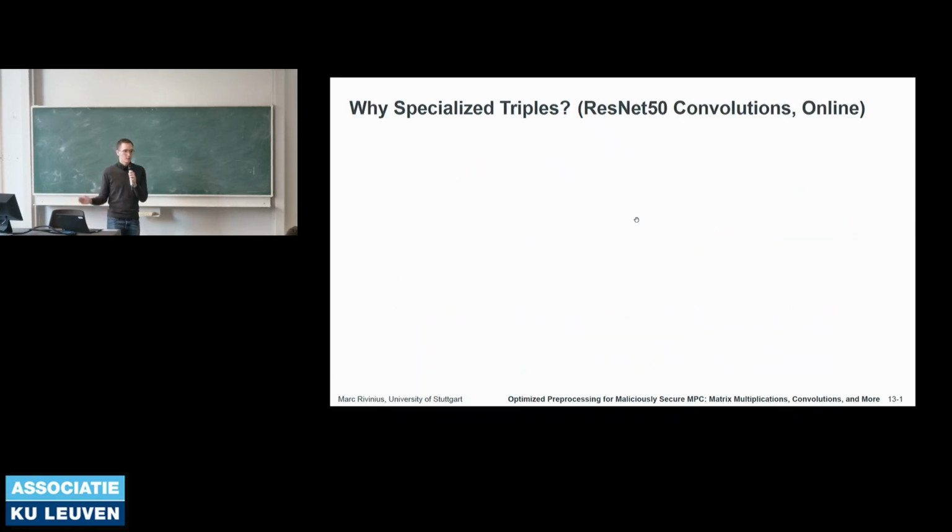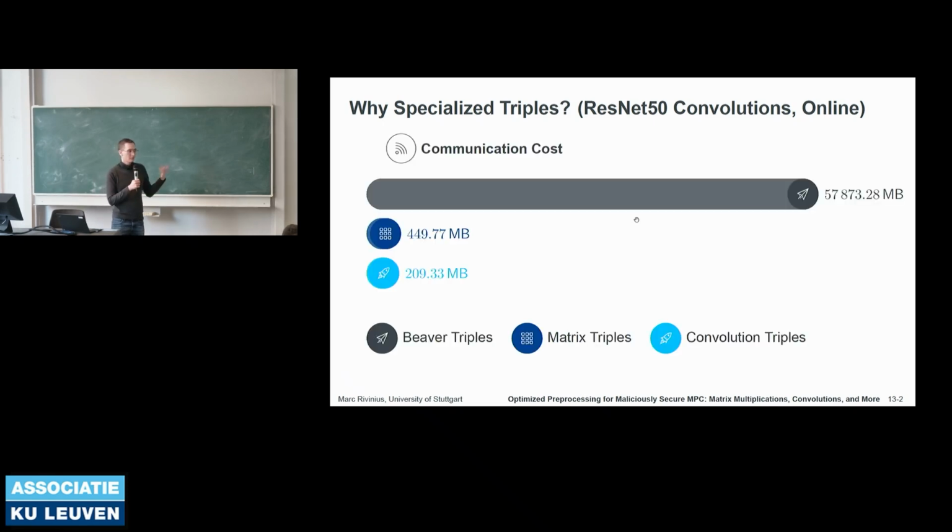So why do we do that in the first place? Can't we just do everything with the normal Beaver triples? So like break down all the matrix multiplications and convolutions into scalar multiplications and do them with Beaver triples. You can do that, and that's what people did, because that's the natural thing, and a lot of frameworks don't support special operations for matrix multiplications, at least at the time we worked on the paper.